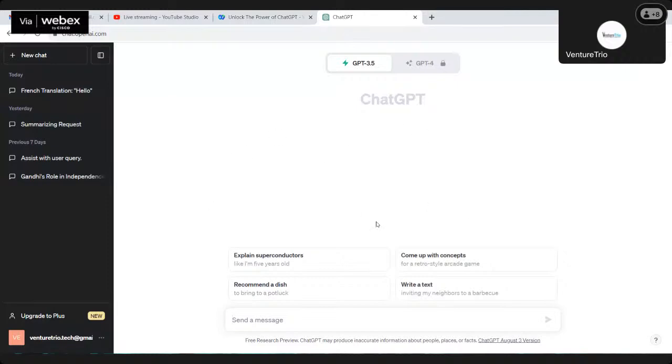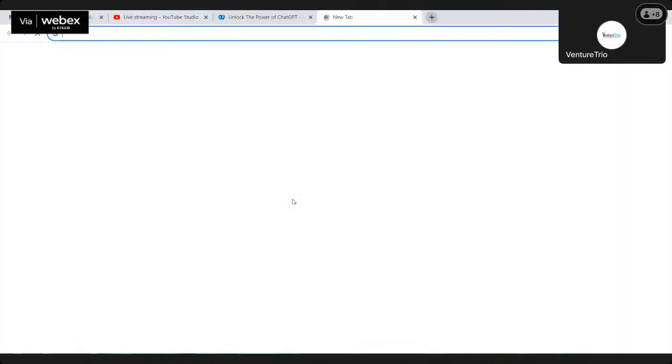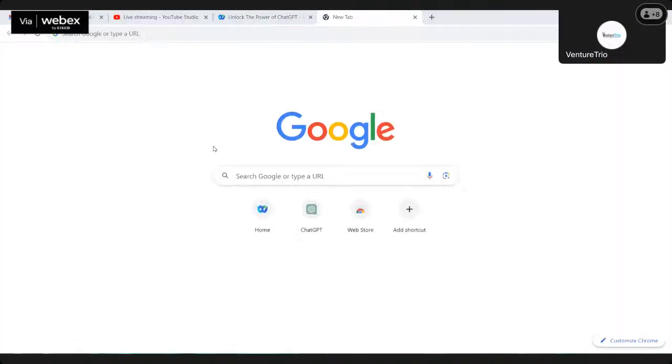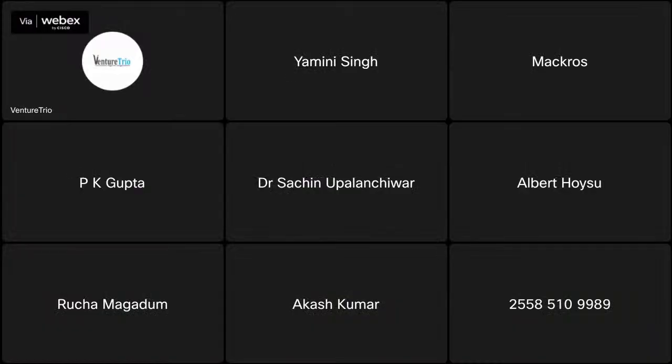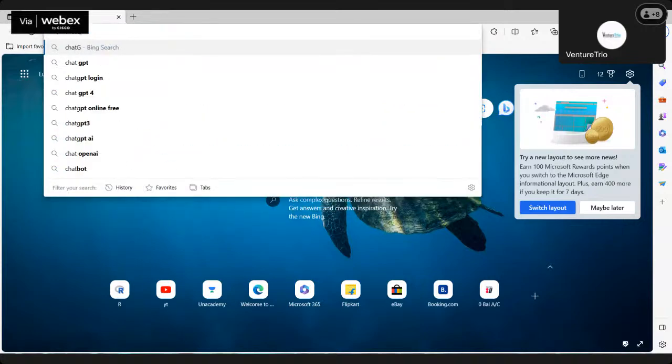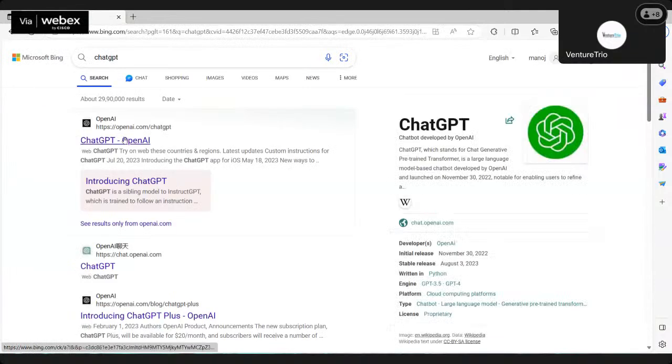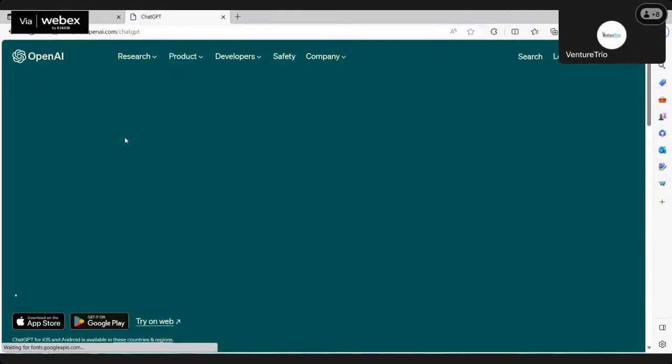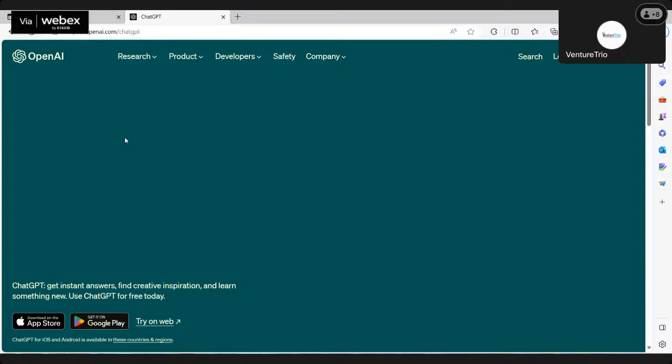We are already logged in, so this window is appearing here. I'm just sharing with another browser, so we will discuss here. Chat.openai.com. We will get this type of window first.